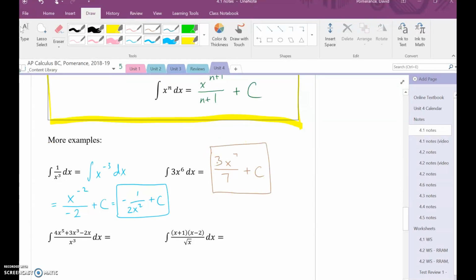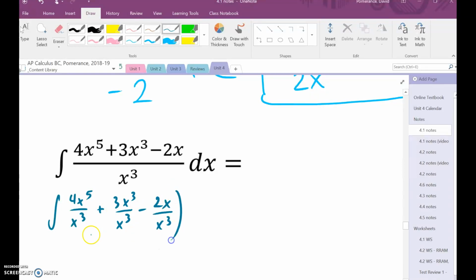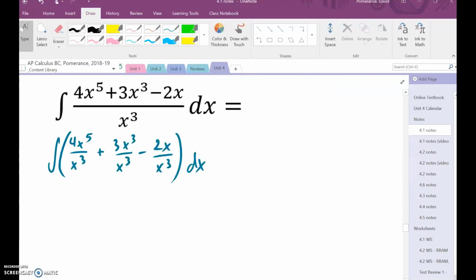So when we look at this, we might say, oh, we got to use the quotient rule, but we know better than that. First of all, there is no inverse quotient rule that we know. Second of all, quotient rule is overkill in a problem like this, because we have seen that we can just rewrite this as 4x to the 5th over x cubed plus 3x to the 3rd over x cubed minus 2x over x cubed, and that whole thing is going to be anti-differentiated. So when we try that, we're going to see that each one of these reduces fairly nicely: 4x squared plus 3 minus 2x to the negative 2 dx.